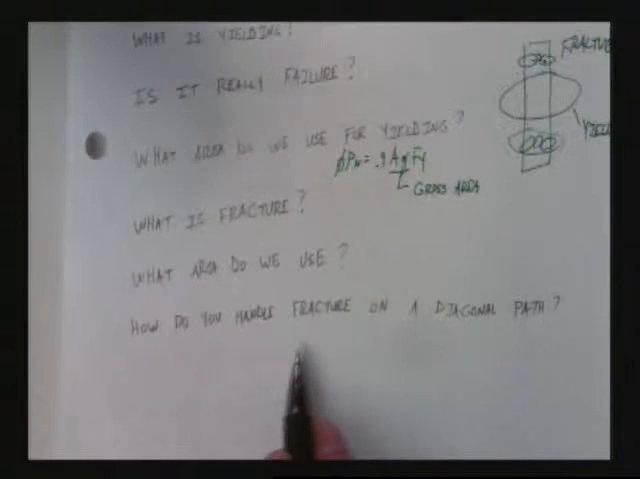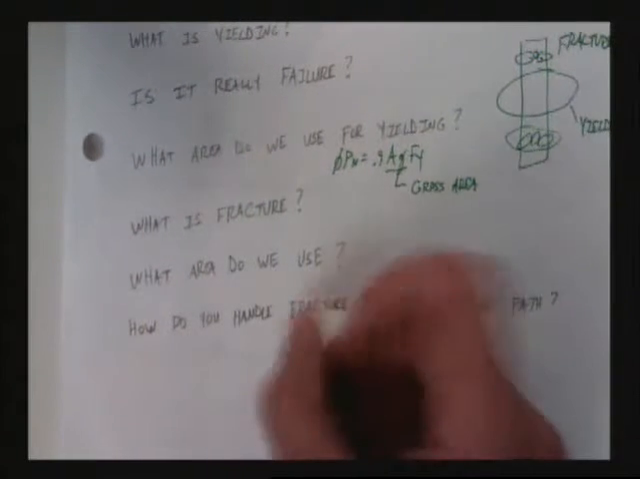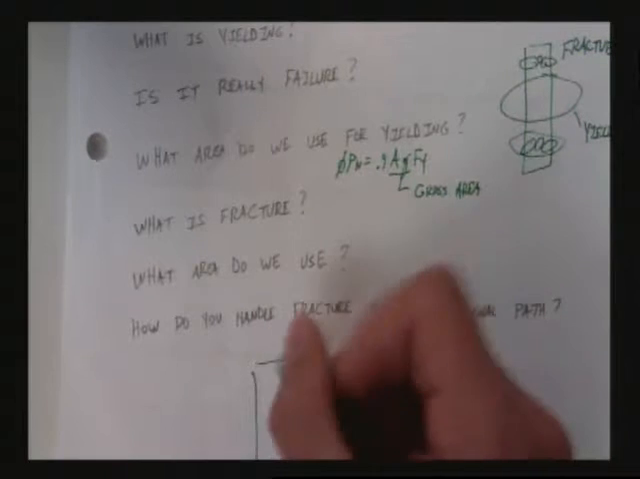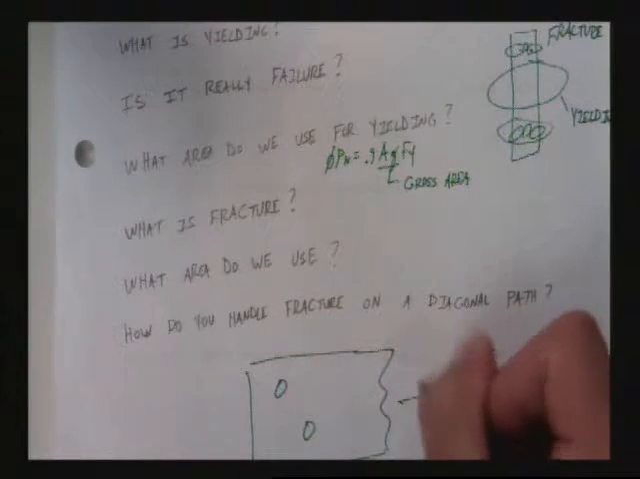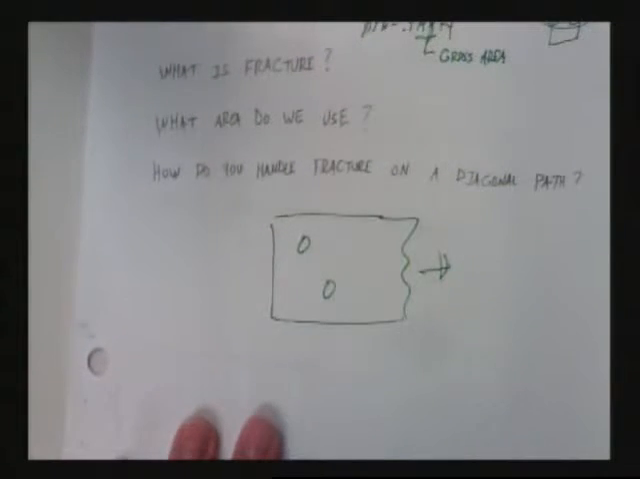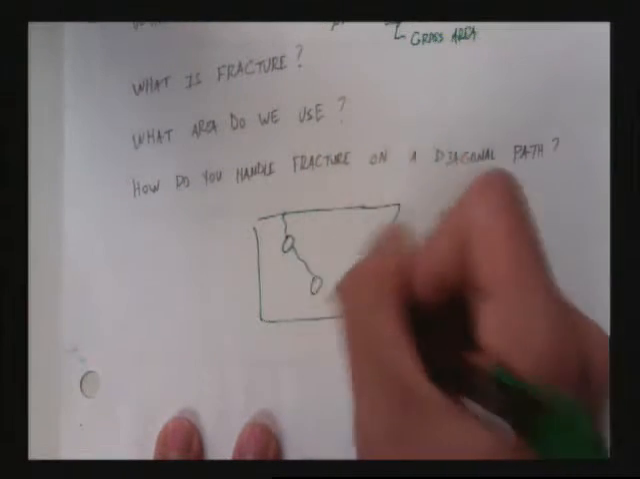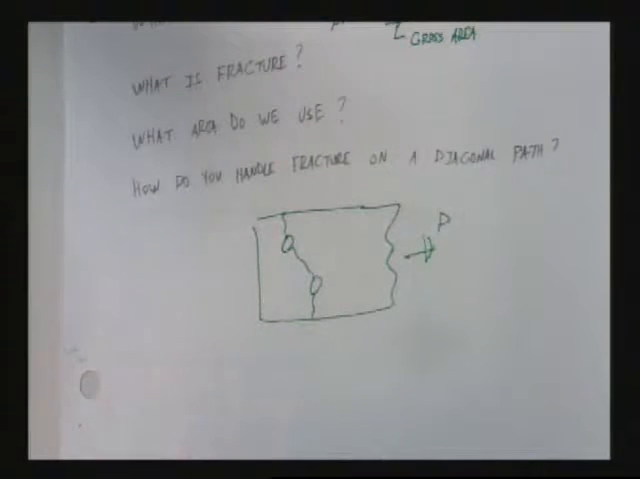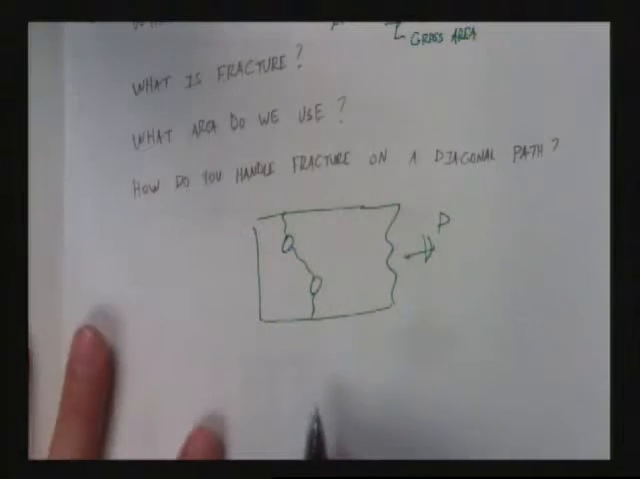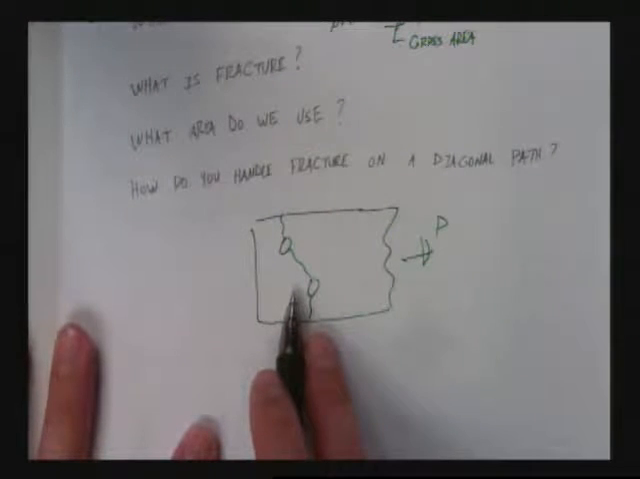Okay, so how do we handle fracture on a diagonal path? What I mean is if I have a hole here and a hole here, and I'm pulling on it with P. We have something to do for diagonal. Let's make sure we all hit our little red buttons when we're going to talk so we can share our thoughts with cyberspace, right? So what do we do when we have a diagonal?